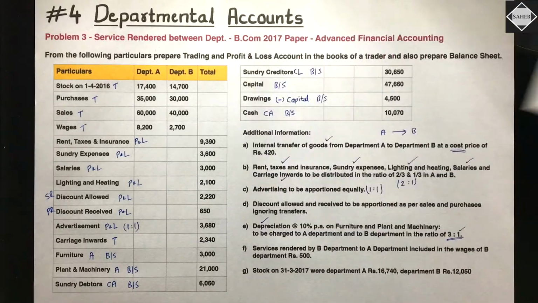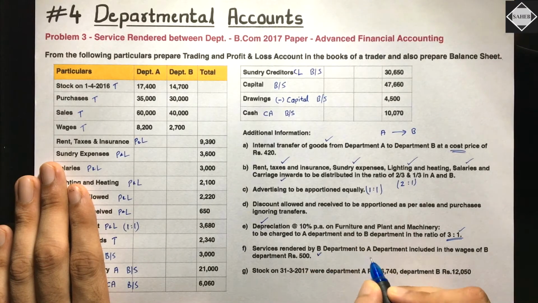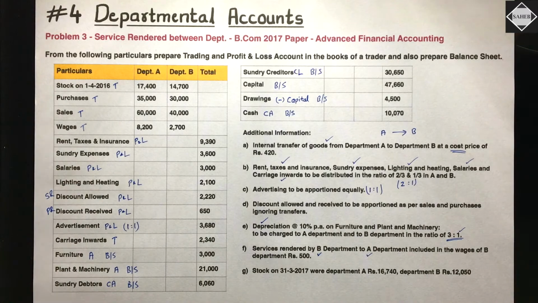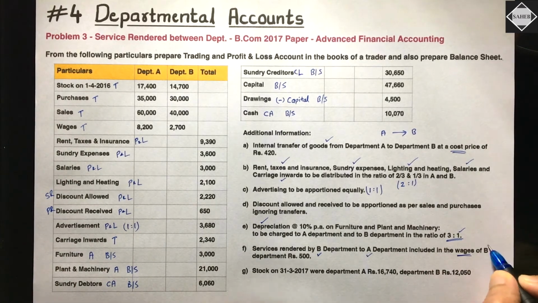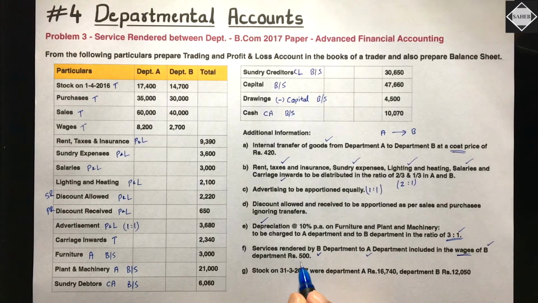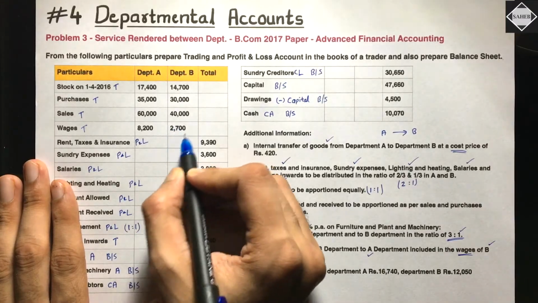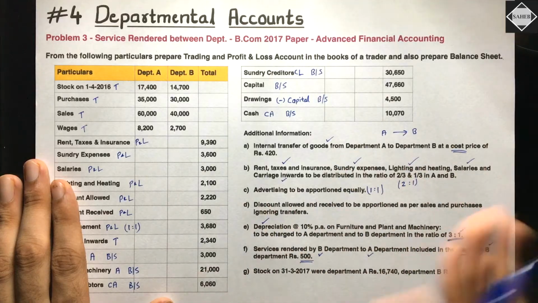You understood? Easy. Then they are saying, see, services rendered by B department to A department. B is giving service to A department, and what has happened? Service has been provided, that's fine, but one thing they have done, they have included it in the wages of B department, rupees 500. So here in this 2,700, we have 500, that service which has been rendered, inter transfer of service.